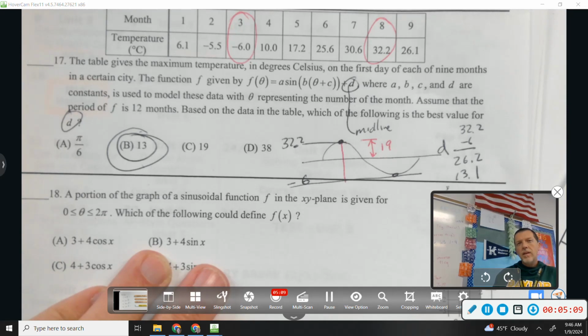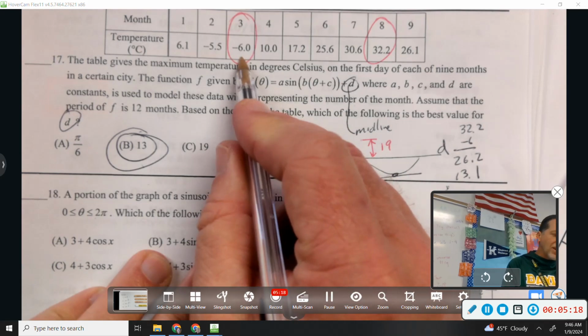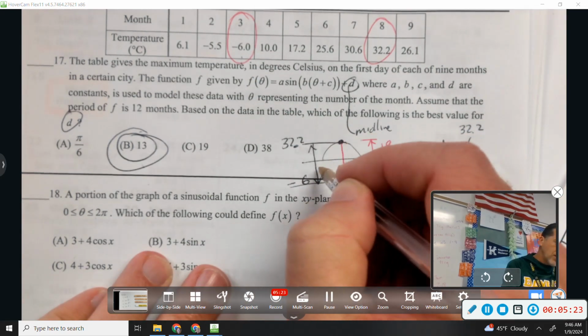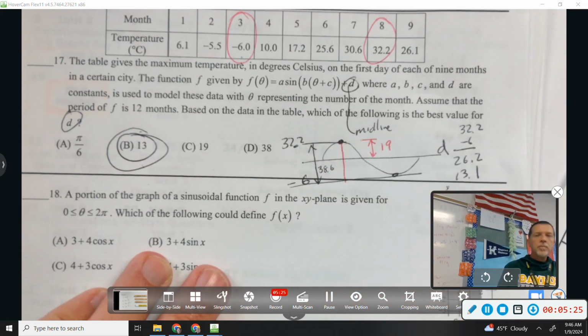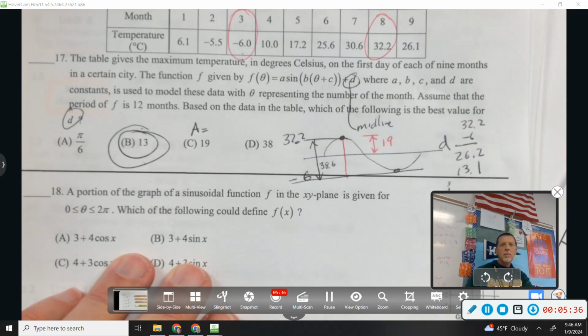If you do top minus bottom, that gets you the total height. So if you do 32.2 minus -6, that gets you that total height of 38.6, which means the height is 19. That's the amplitude. That's A. But the midline, the middle, the average, means add the 2 and divide by 2.